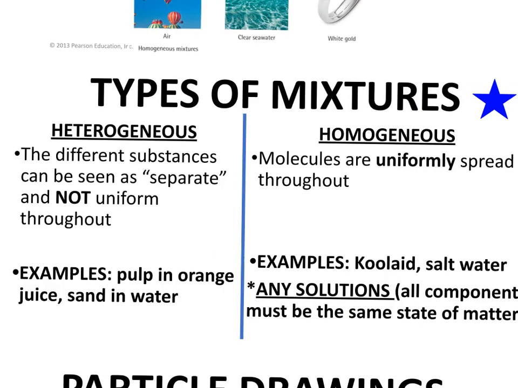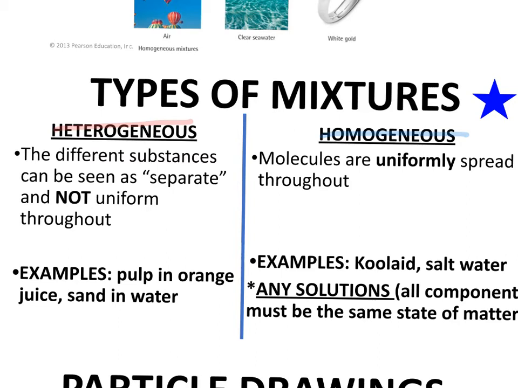In chemistry, I deal with 2 types of mixtures. We have a heterogeneous and we have a homogeneous. Heterogeneous is where I can see the different substances, that's not uniform. So an example of this is like pulp in orange juice, sand and water. It's where I'm going to see my layers in a way. So think about oil and water. When I mix those together, even if I shake it up, it's going to separate out.